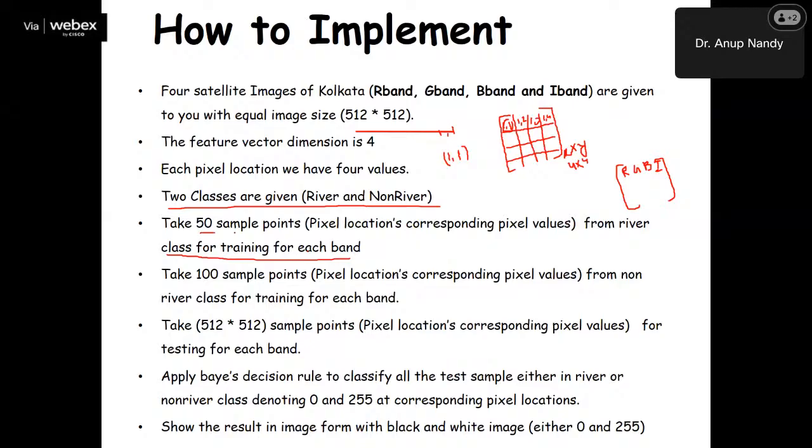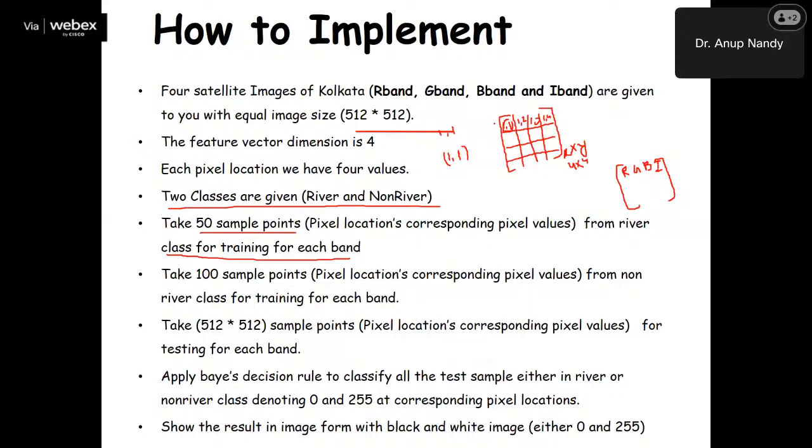Now whenever I have the sample points, you are not going to have the intensity value. So what is the difference between intensity values and pixel location? Each location means an XY coordinate, a spatial coordinate. And for each location, you have 4 different values. Values means intensity values, which is nothing but a grayscale value.